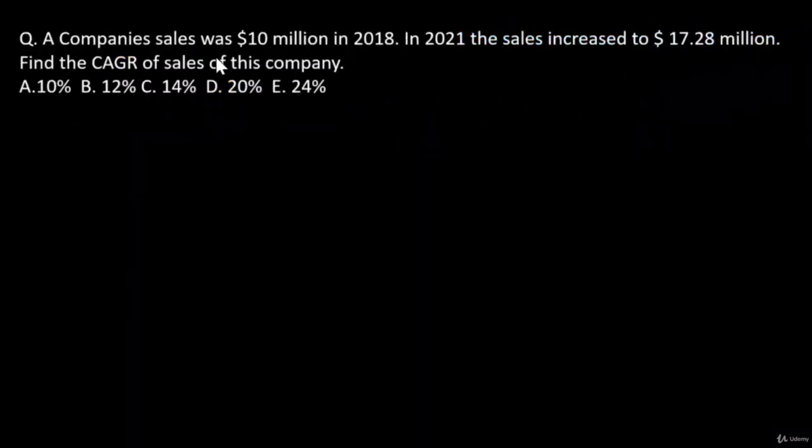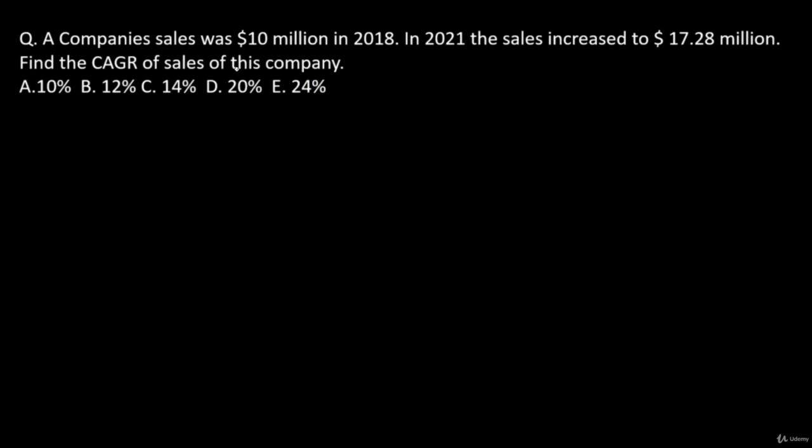Hi students, let's do this question. A company's sales was 10 million in 2018. In 2021, the sales increased to 17.28 million. Find the CAGR of sales of this company. Alright, so pause the video and go ahead and find the answer, and then we'll do it together. Alright, we are back. I hope you've been able to find the answer. Now let's solve this question together.